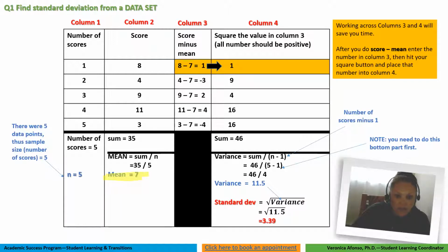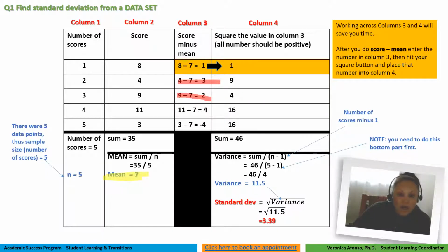Then in column 3, it says score minus mean. You notice I'm not using equations. I'm using words, right? There is a long equation for this, but I'm just using words because you're allowed to use my handout for the midterm and the final exam. Okay, so here I take the score, 8 minus 7, which is 1. 4 minus 7, which is negative 3, and so forth.